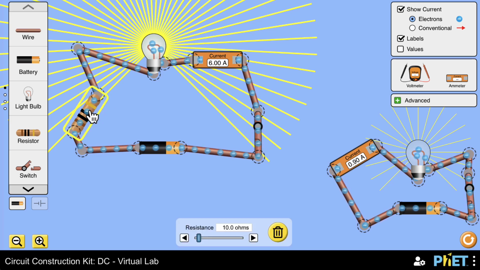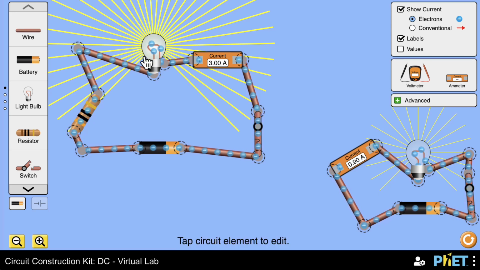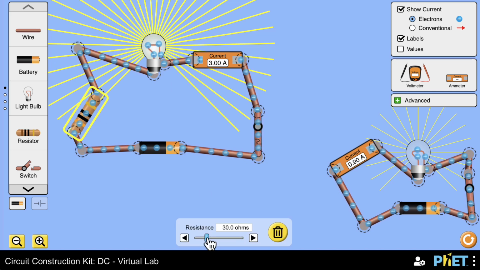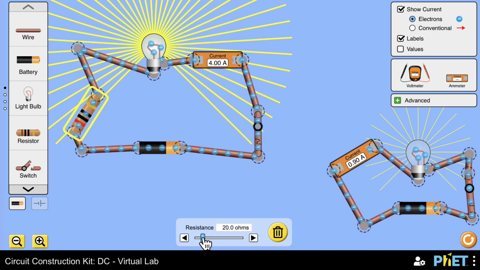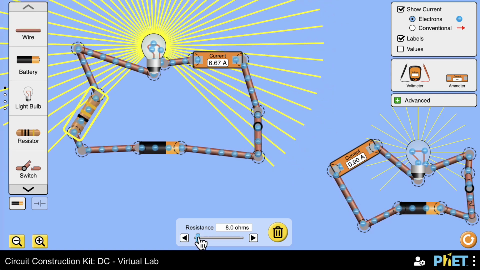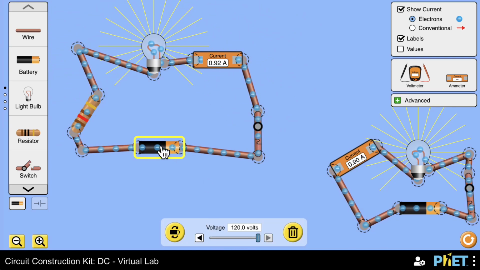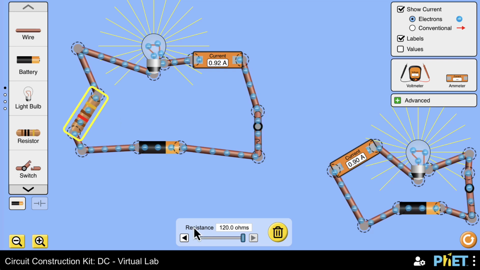Let's say someone says, oh, I don't want 6 amps, this is still bright for my eye. So get another resistor, say 30 ohms, which will give you 3 amps. Is this brightness good? Maybe yes, maybe no. You want to add more brightness? Put a lower resistance in the resistor. You want less brightness? Get a resistor with a very big resistance. Look, even with a 120 volt battery, I only get 0.92 amps because I'm using this resistance.